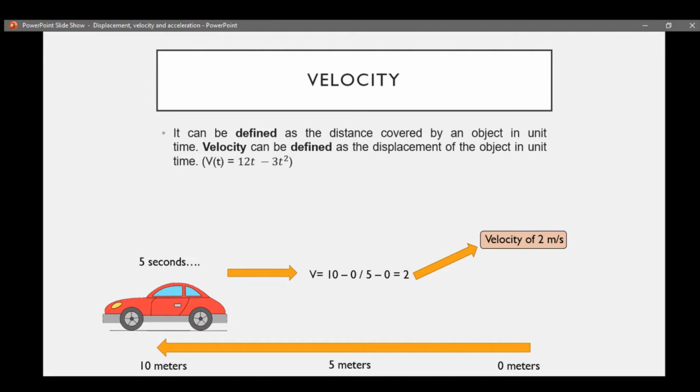So we can get the velocity of this car by using the slope formula, which would be 10 minus 0 over 5 minus 0. And the answer is 2. So the velocity of this car is 2 meters per second. Also, in calculation, the letter V is given for velocity. In the example that we provided, it is 12t minus 3t squared.